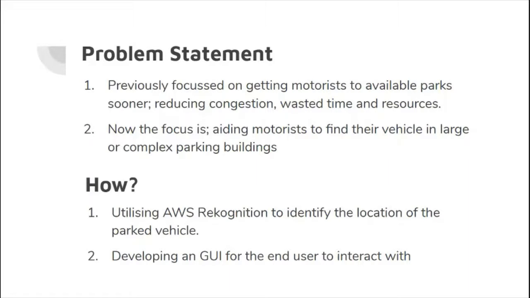We've achieved this by utilising AWS Rekognition, which identifies the location of a parked vehicle based on the number plate. We've also developed a GUI for the end user to directly interact with, so they can enter their number plate and find it in the database, which will return a picture as well as the location.